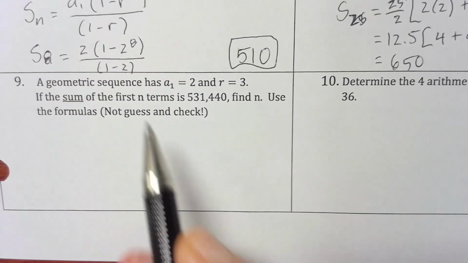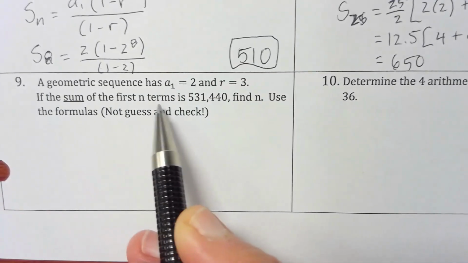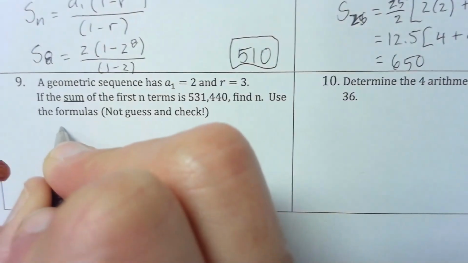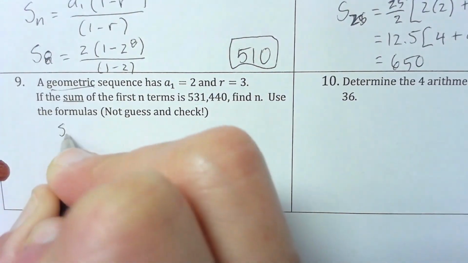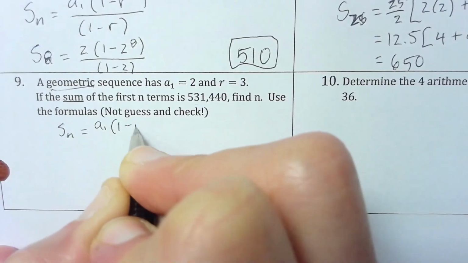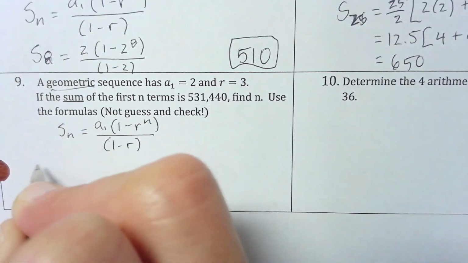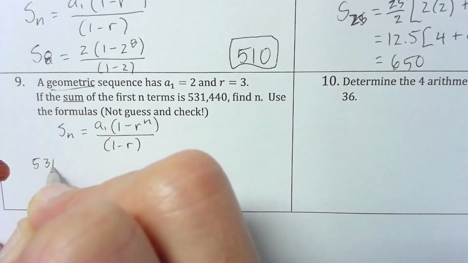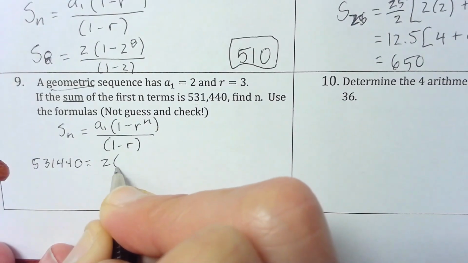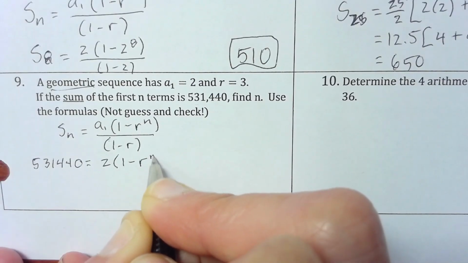Geometric sequence. a sub 1 is 2, r is 3. If the sum of the first n terms is that number, find n. Okay, so I need my sum formula for geometric. So I'm just going to start by writing that down. What is it again? a sub 1, 1 minus r to the n over 1 minus r. Okay, I know my sum, 531,440. I know a sub 1, so I'll put that there. I know r. I don't know n, so I have to put an n there.